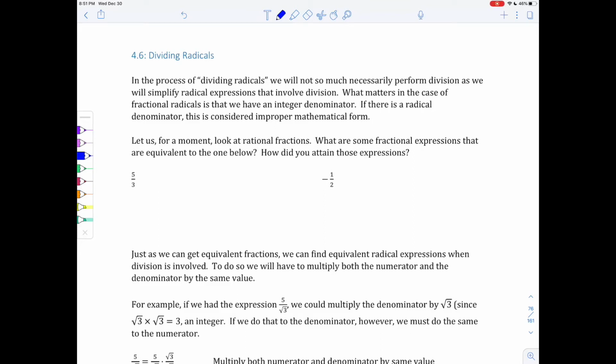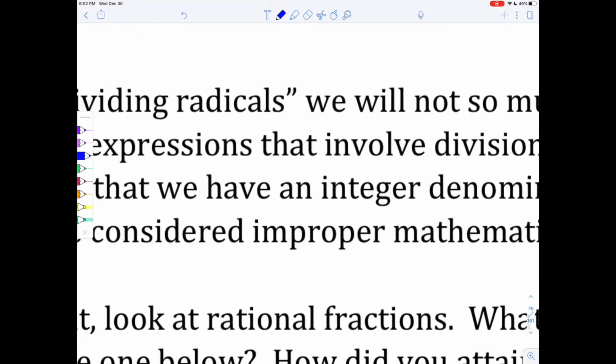And welcome to our final topic, 4.6. Radicals! Ready! Oh no! They're dividing! We're going to be dividing some radicals as well. Now, I've got these little quotation marks around dividing radicals.